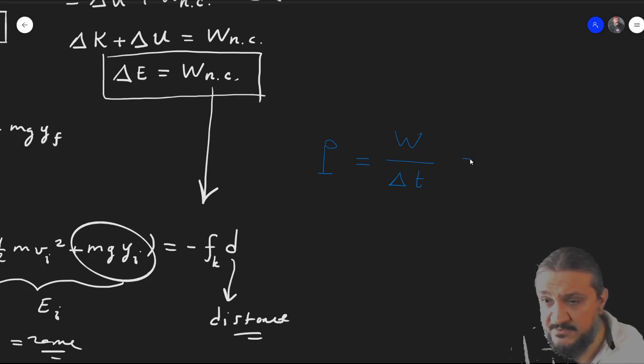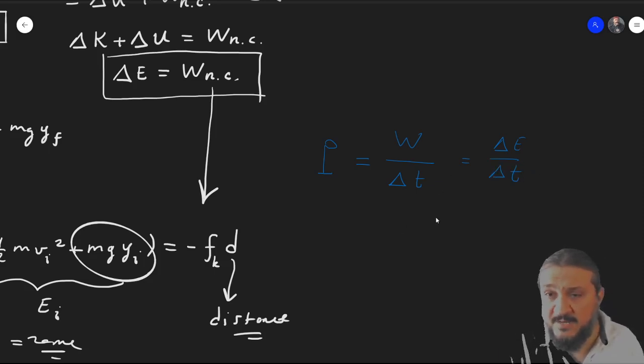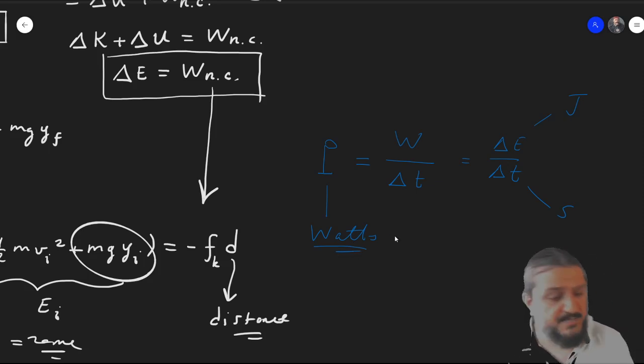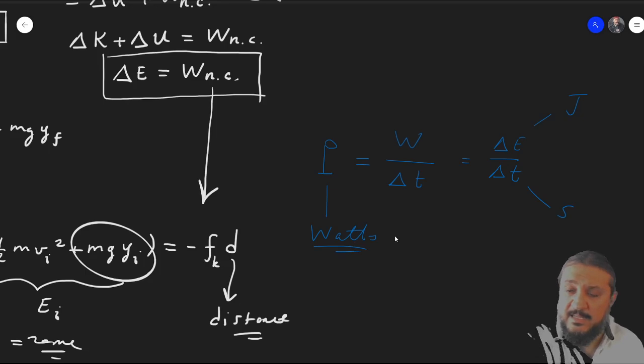Okay, so you can also write it as delta E over delta t. It's always some energy over time. So this is measured in joules, this is measured in seconds. So you can say joules per second or watts, named after the famous engineer and scientist James Watt.